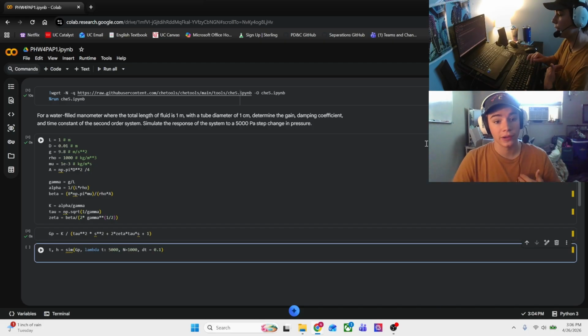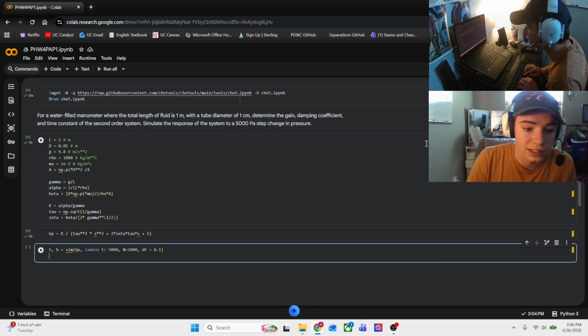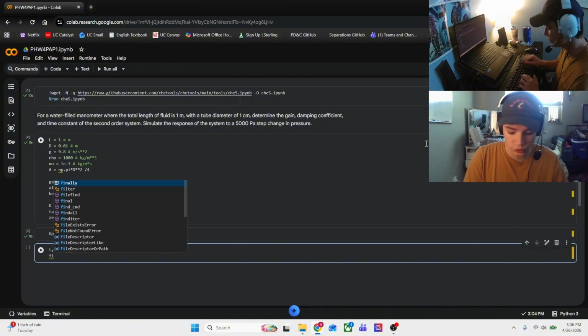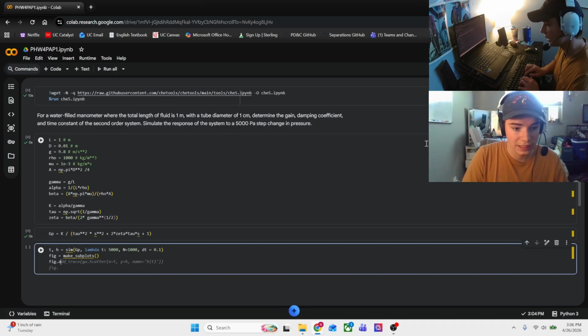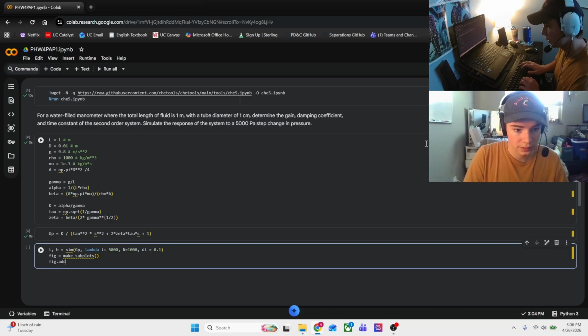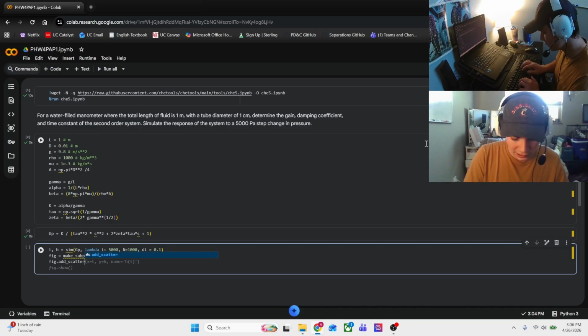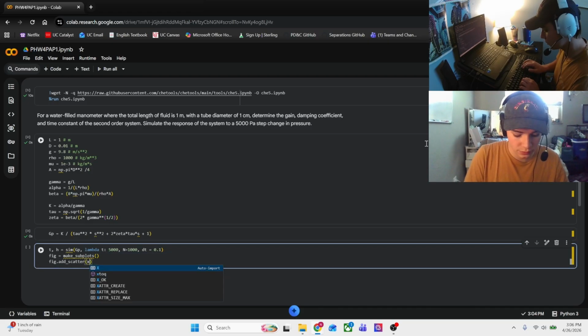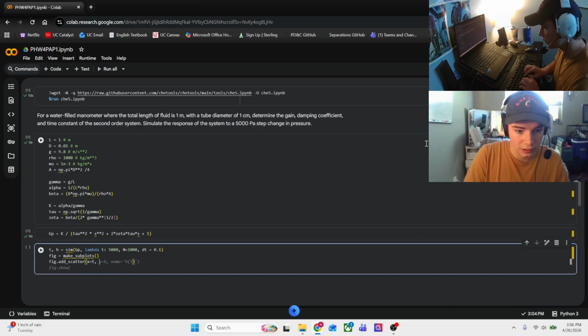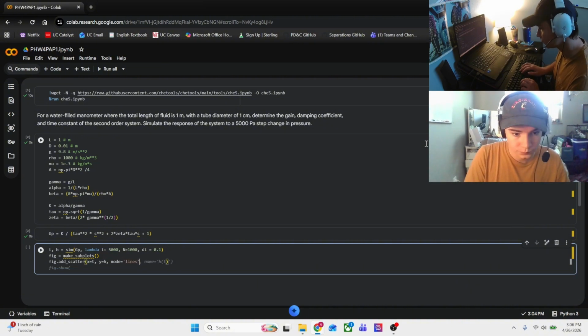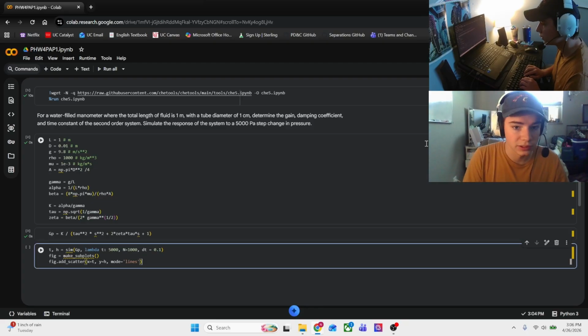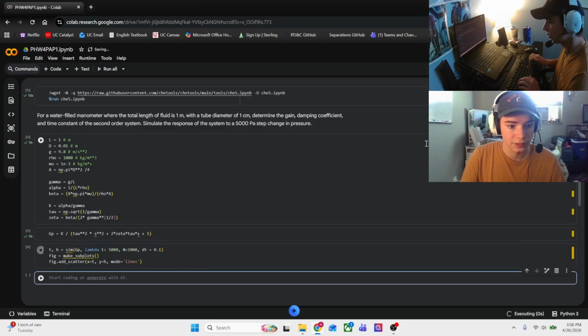Fantastic. So now we're good to go ahead and make our plot and discuss the implications of that plot. So we're going to do our usual fig equals make subplots. We're going to do a fig dot add scatter. We're going to have our x equal our t, our y equal our h, our height, and our mode will be lines. And I believe that's all good. Let's go ahead and hit Shift Enter, see what we get.